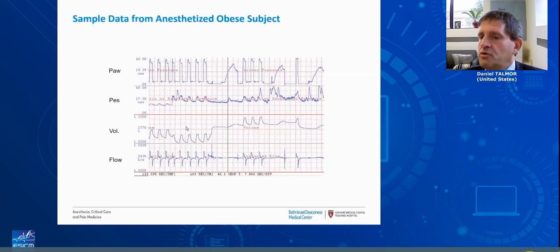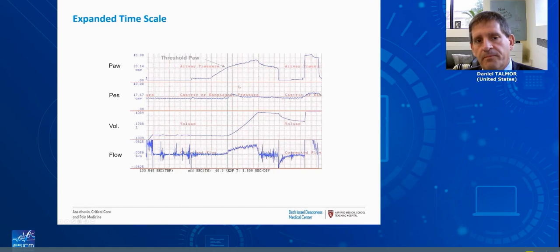And I'll just give you a sample from one anesthetized patient. This is an obese patient we had in our operating rooms. And we're measuring the airway pressure, the esophageal pressure, and the volume and flow. And I'm going to concentrate on this area here. We disconnected the patient from the ventilator. We allowed their lung to completely collapse. We're measuring the esophageal pressure here and the volume being delivered to the patient, the volume and flow.